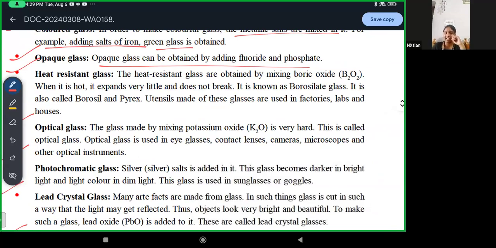Opaque glass you use in bathroom windows so that light can come in, but people can't see inside.